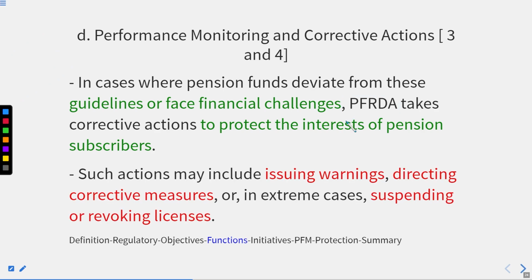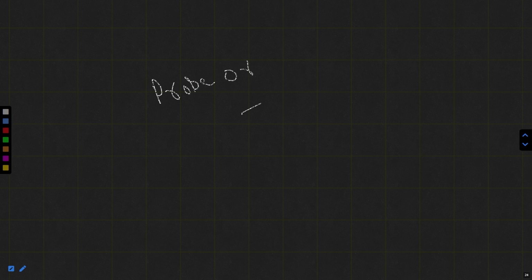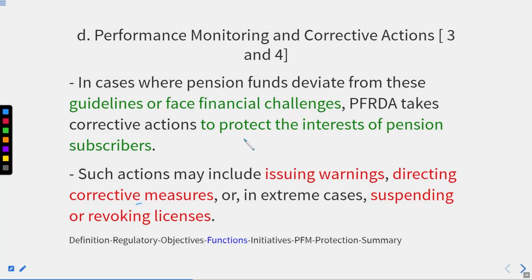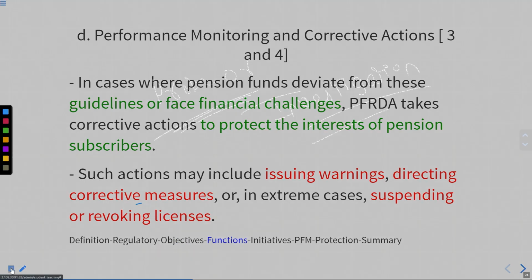Such actions may include first issuing warnings that you are doing something unethical, directing corrective measures if the organization has deviated from the path, or in extreme cases, where intentionally the funds of the people have been invested in a wrong place for some personal benefit, suspending or revoking the license. In such a case, PFRDA will launch the probe, or you can say will launch the investigation. And if PFRDA finds out that that particular organization has not been doing the ethical things intentionally, it means that the license should be revoked immediately, so that an example should be set out.